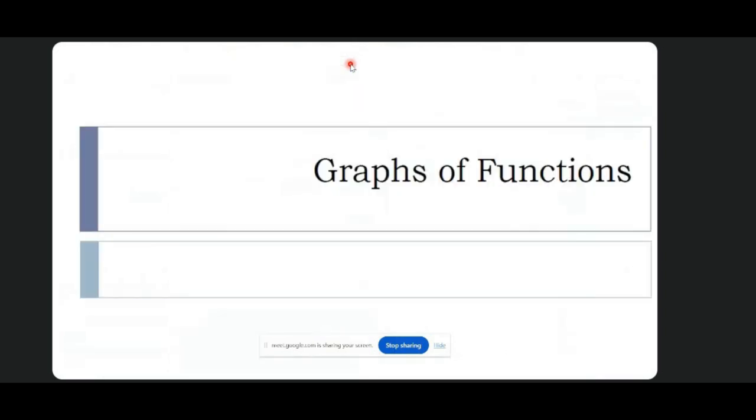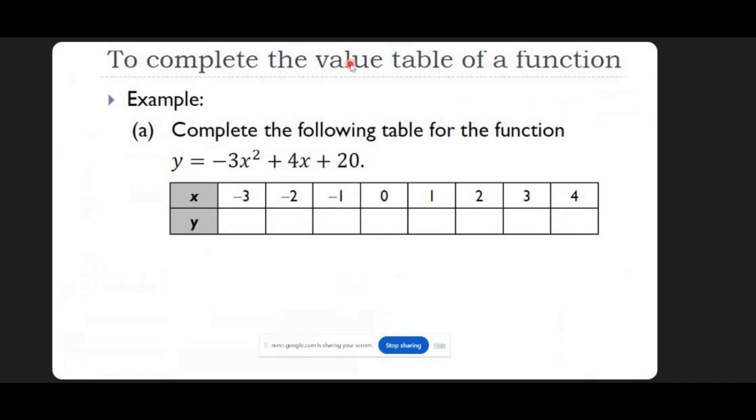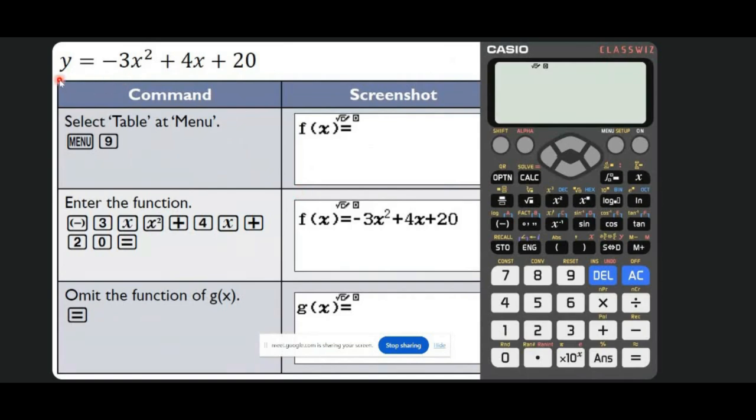Okay, next. Graph of function. This calculator can also give the answer for the table like this. So how to get the answer for the table of x and y? This is our function equation: y equals negative 3x squared plus 4x plus 20. We need to select the table at the menu.